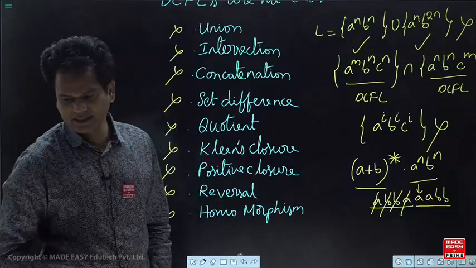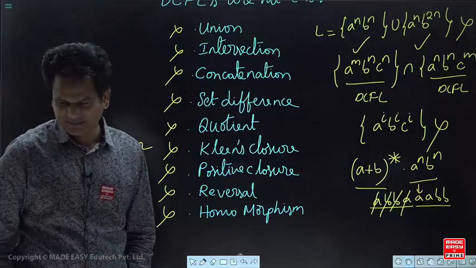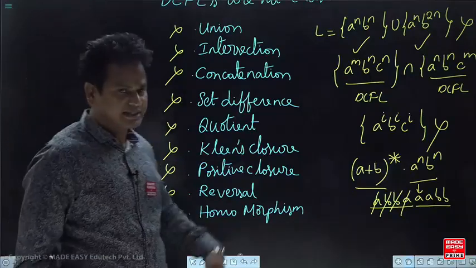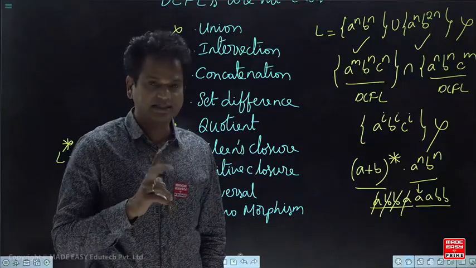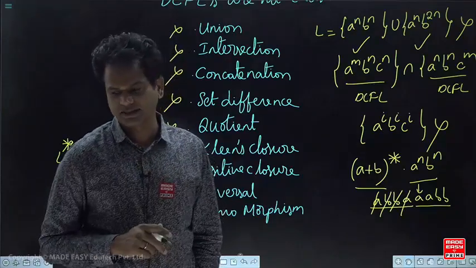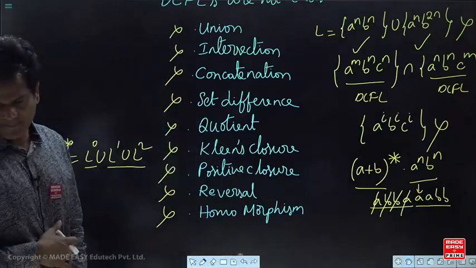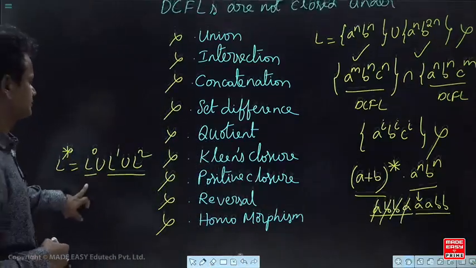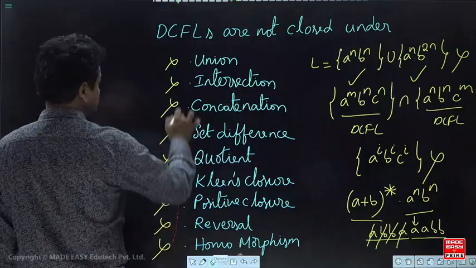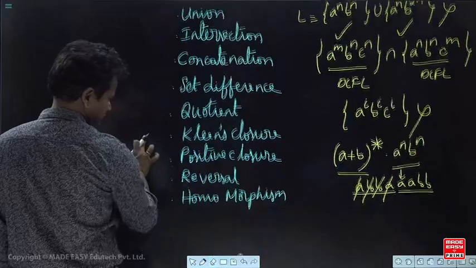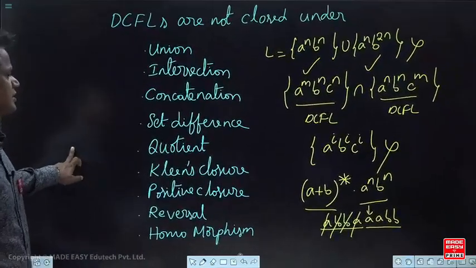Okay? So DCFLs are not closed under this one. DCFLs are closed under only two operations, that is complement and inverse homomorphism. Okay. So copy this one. DCFLs are not closed.